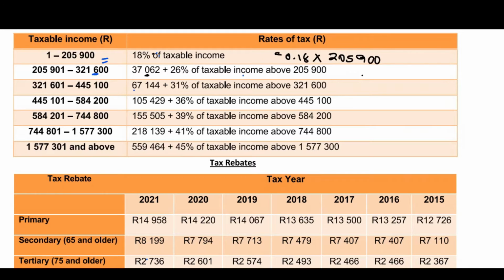One would ask, why aren't we subtracting? We are not subtracting because this equation is different from these other ones. These ones have taxable income above, but this one just has taxable income. So we do that, 0.18 times 205,900. We end up having the answer 37,062. Look at that. That's how we get these values.